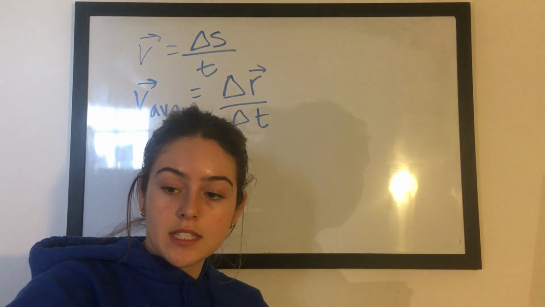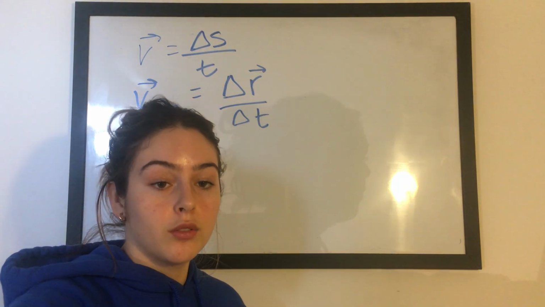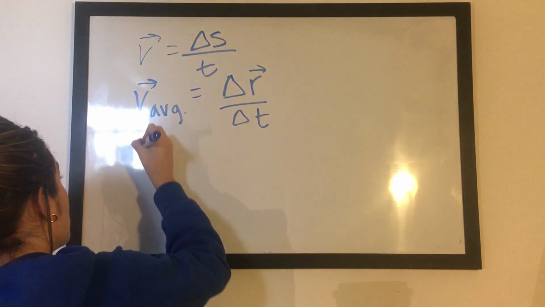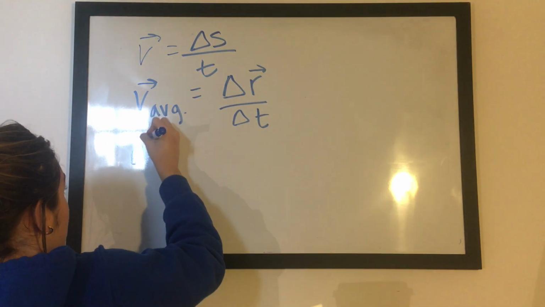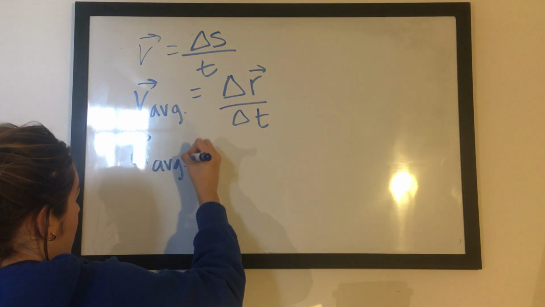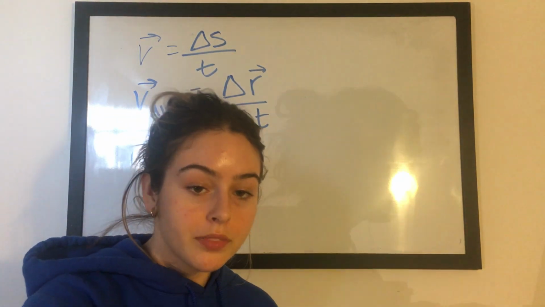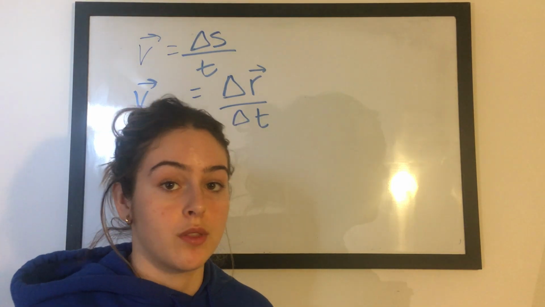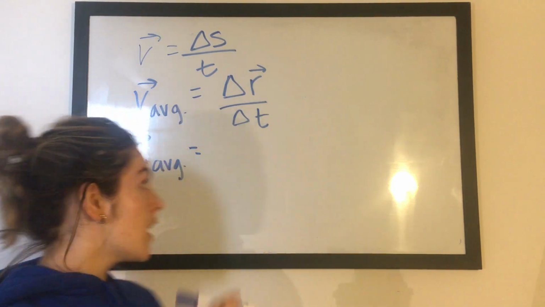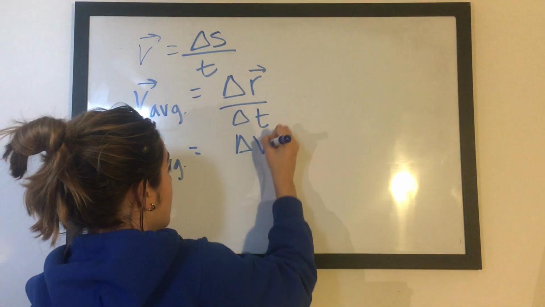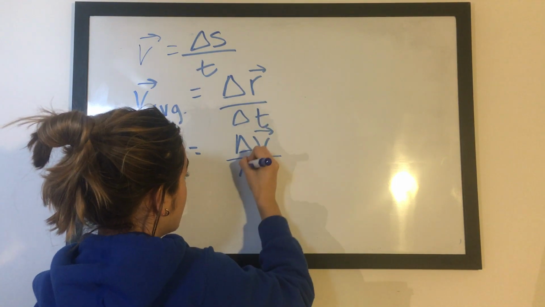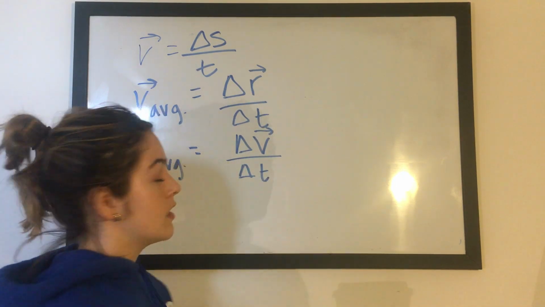Next, I'm going to talk about acceleration. Acceleration is given by the symbol a, and acceleration describes the rate of change of velocity with respect to time. So the formula is change in v divided by change in time.